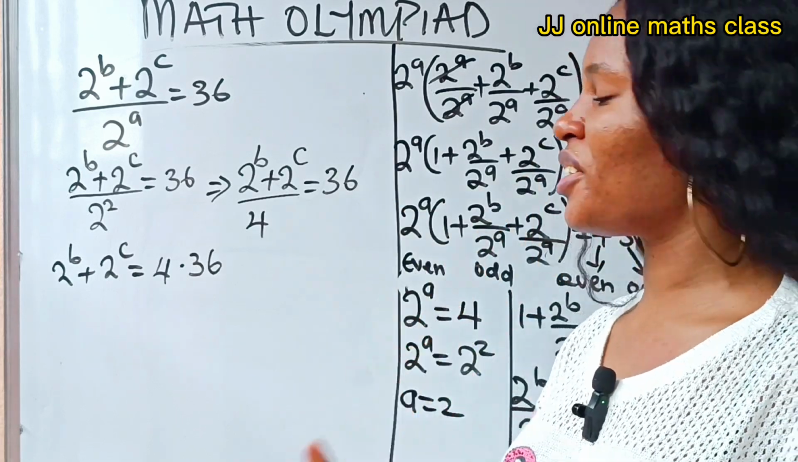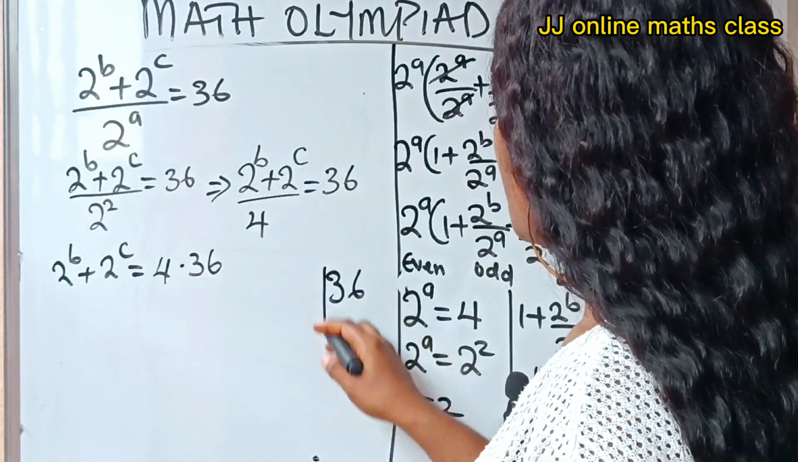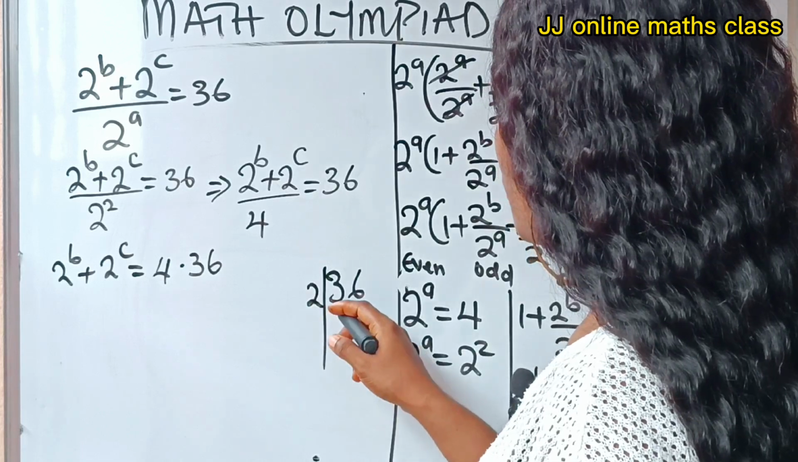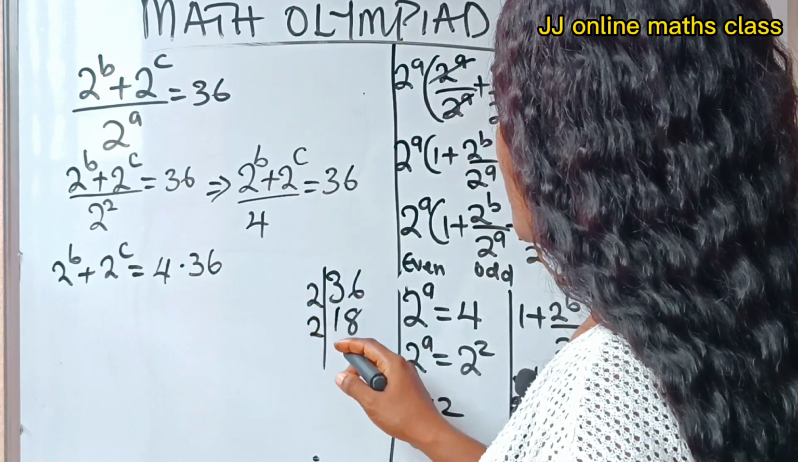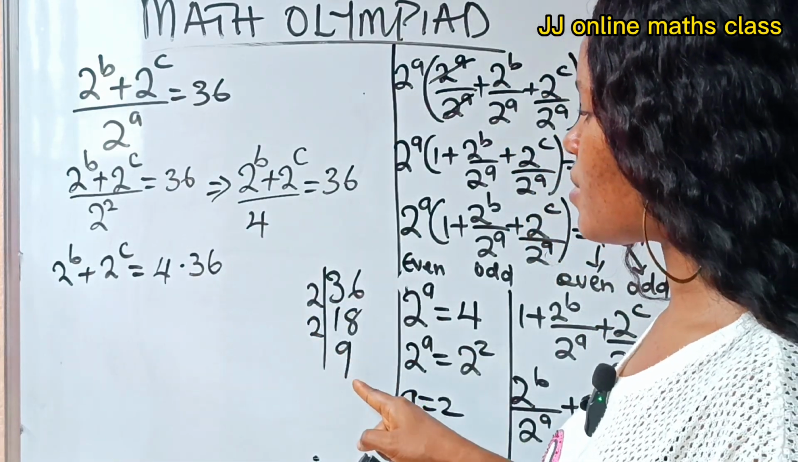Remember our trick. I want to bring out odd from this 36. So let's try that. 36 divided by 2 gives us 18. 18 divided by 2 gives us 9. So that means we can express 36 as 4 times 9.